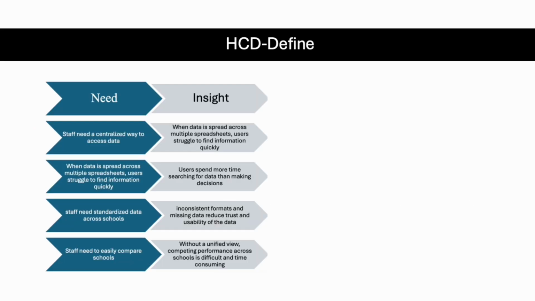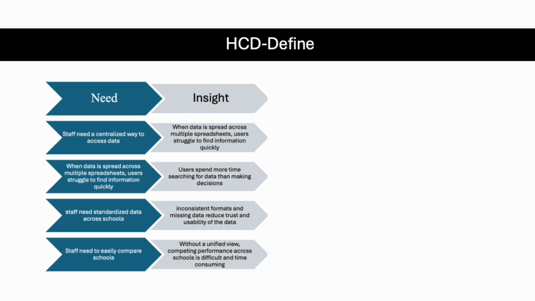Secondly, in the HCD define phase, from our research and conversations with NMC, a few clear needs started to stand out. First off, staff need a centralized way to access data, because it's spread across multiple spreadsheets and systems, which makes it difficult to quickly find what they need. We also saw a strong need for standardized data across schools, because without consistent formats it becomes challenging to trust the data and make meaningful comparisons. Finally, staff need an easier way to compare performance across schools.